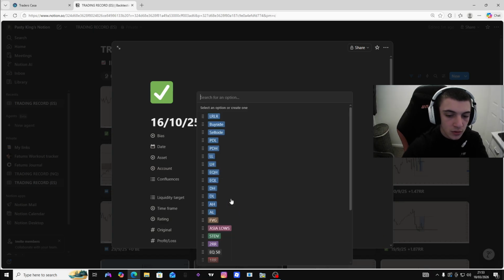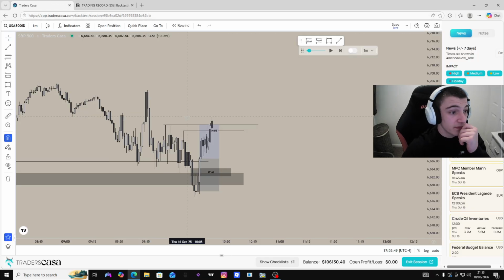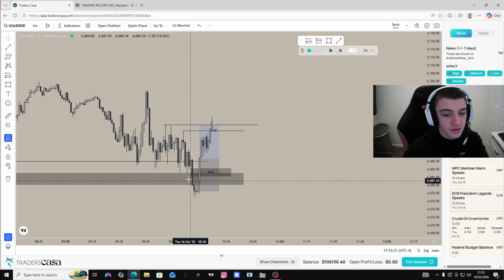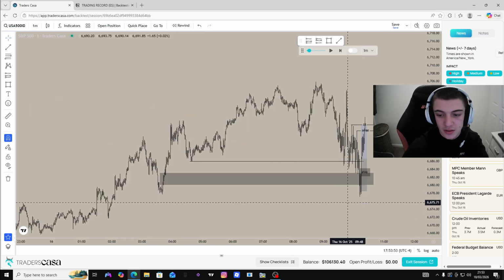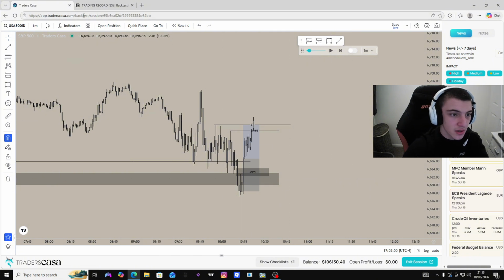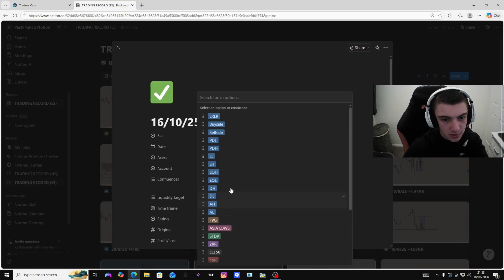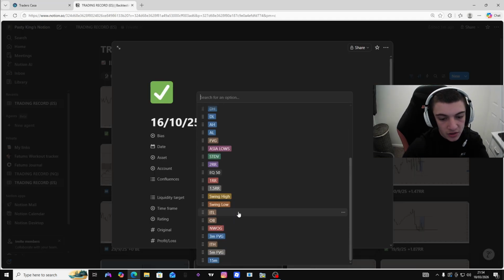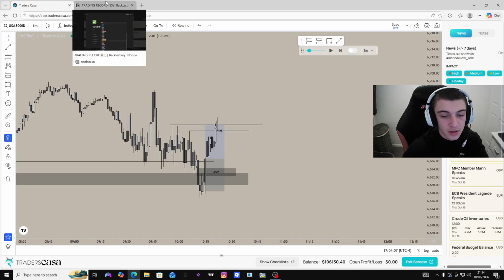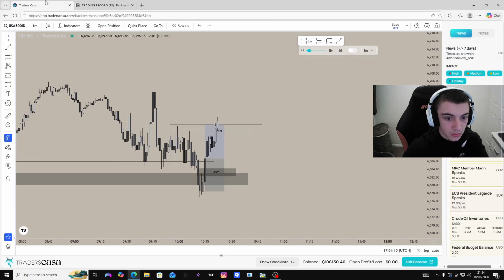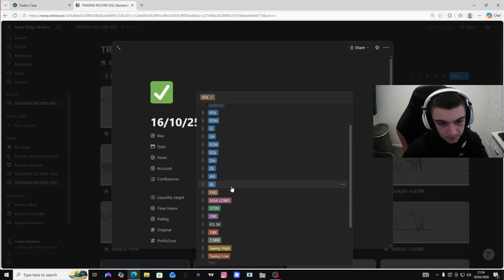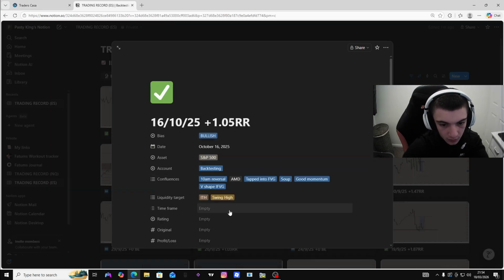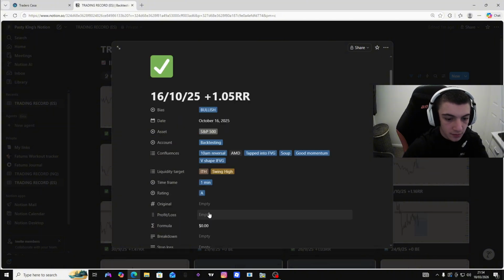This is an A setup. The only thing that would make this an A plus is if we had an SMT down here, something like that. But obviously I can't see that on TradingView, so it doesn't matter. All right, what did we have? We actually had an intermediate high. That's our liquidity target, and also a swing high. 1 minute time frame. Rating, it's an A.